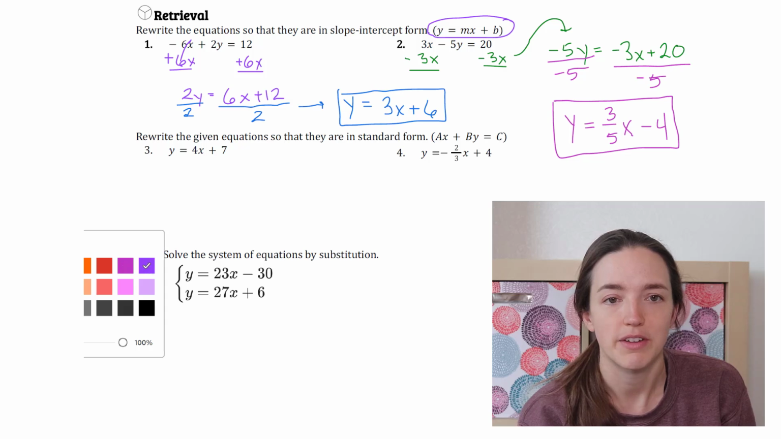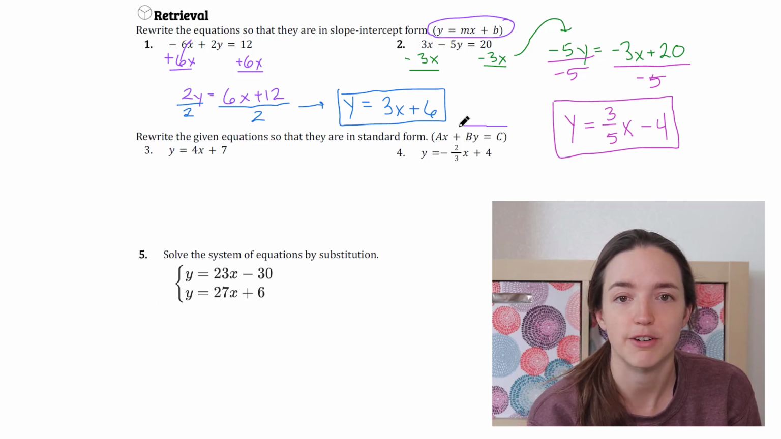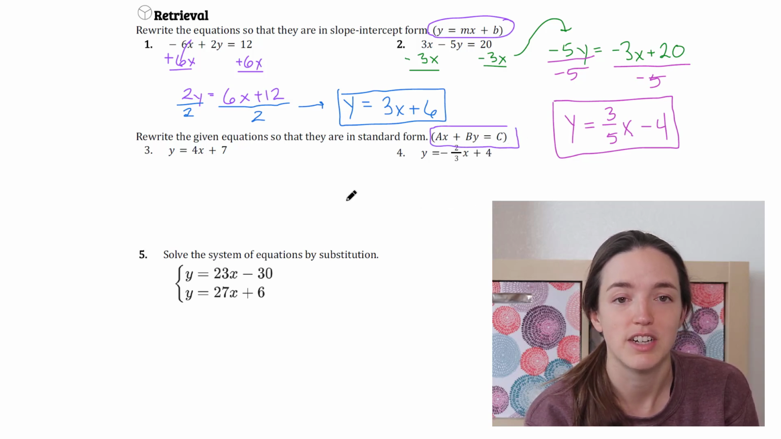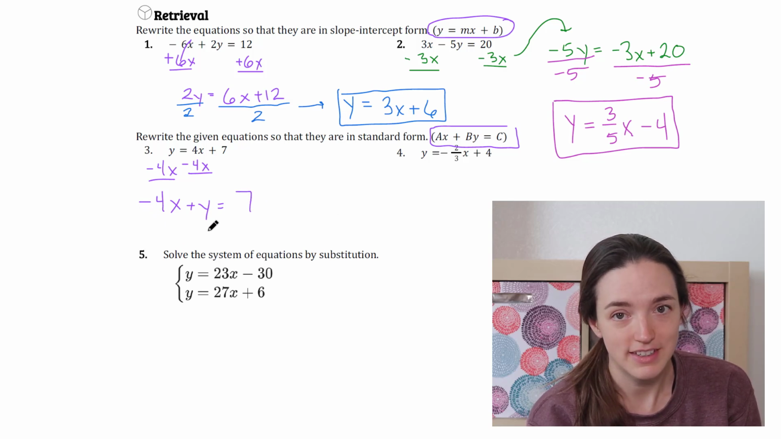Okay, now we have to do the reverse. We have the equation in slope-intercept form and we need to write it in standard form, which is where we have the x and y on the same side of the equation. So I think I'm going to subtract 4x from both sides here so that I can get the x and y on the same side. Like that.